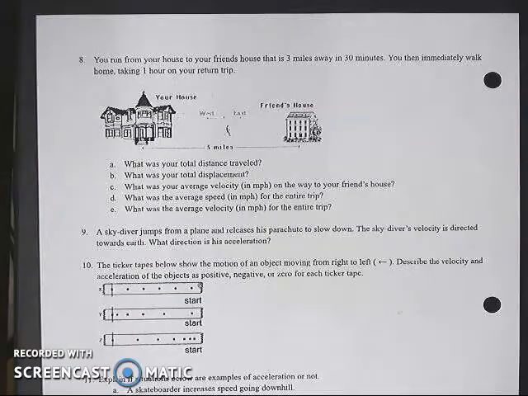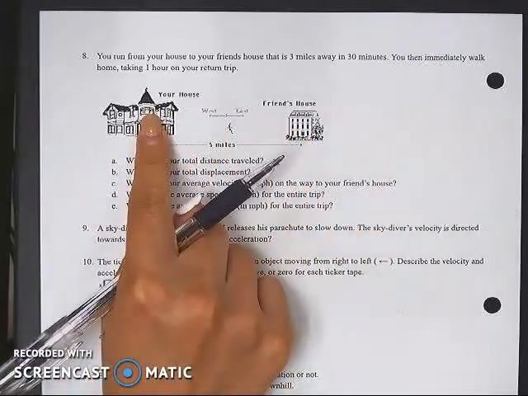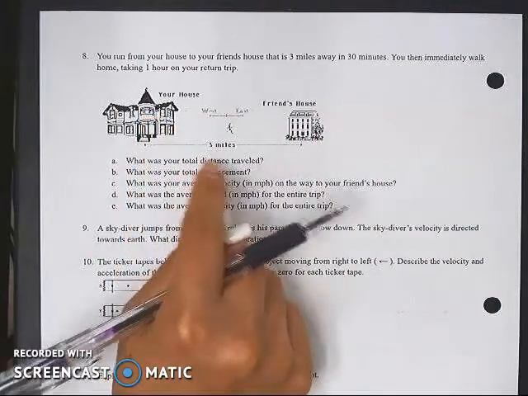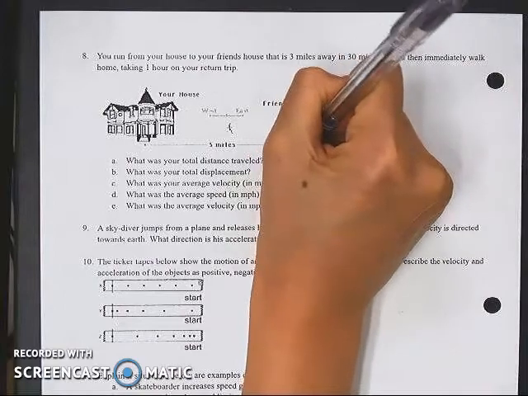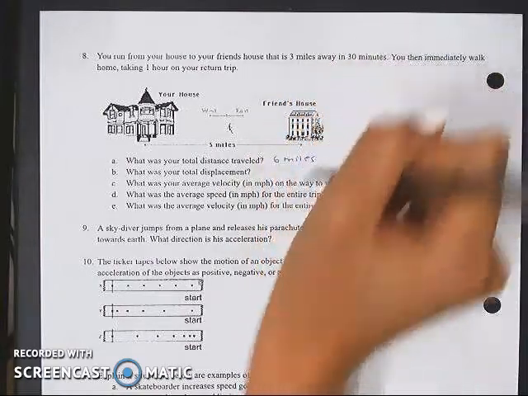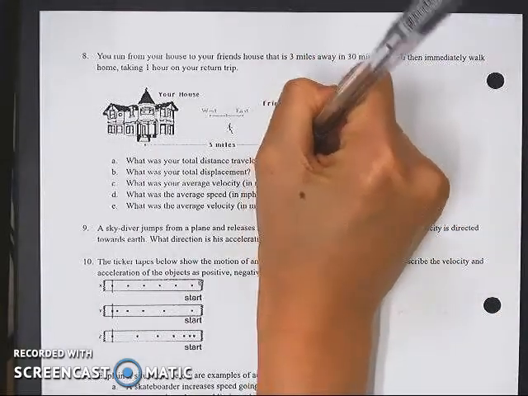Well, you know that going from your house to your friend's house is 3 miles, and then back to your house is another 3 miles. So your total distance, or your total ground that you covered, will be 6 miles. How about total displacement? With displacement, you only care about initial and final positions. If you're going from your house to your friend's house and back to your house, does your initial and final position change? No, it doesn't. So there's no displacement in this case. It's 0 miles.